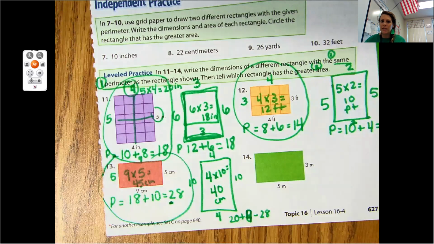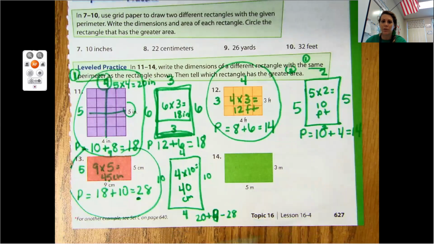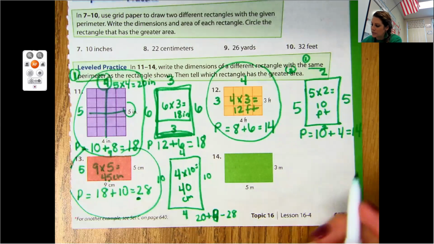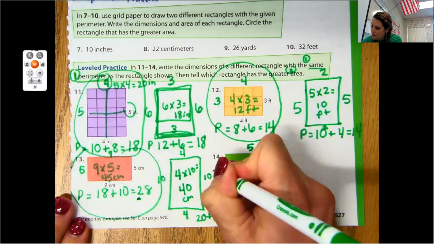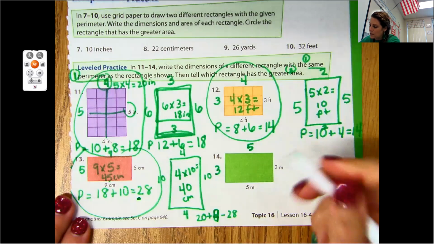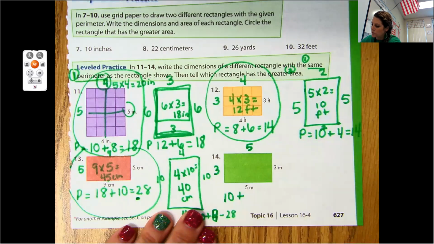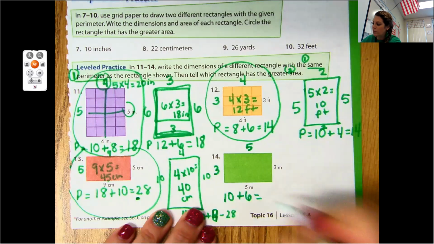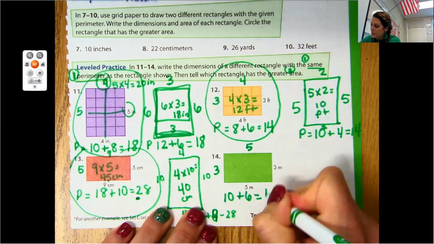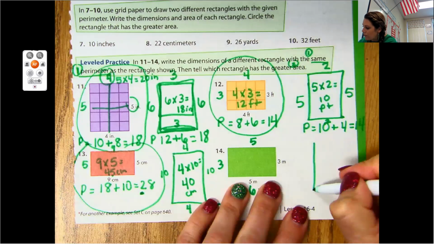All right, I want you to take a minute and I want you to think about how we are going to figure out the perimeter for the green. You should be writing in the other sides. That's our first step. And then we're going to add them together, right? 5 plus 5 equals 10. 3 plus 3 equals 6. So our perimeter for both has to be what? 16. Let's go ahead and draw our rectangle.